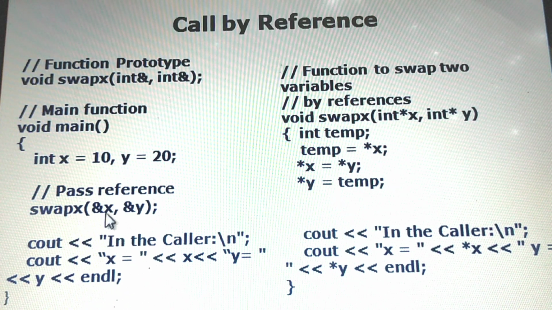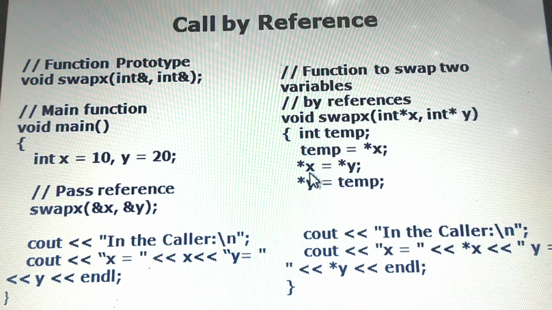Okay, the address of x is passed to pointer x, the address of y is passed to pointer y. Now the body of the function starts. The temporary variable is declared here: temp is equal to *x. *x gives the value stored at the address of x in the main program. Now what is the value at the address of x? 10. So the value of temp is equal to 10.